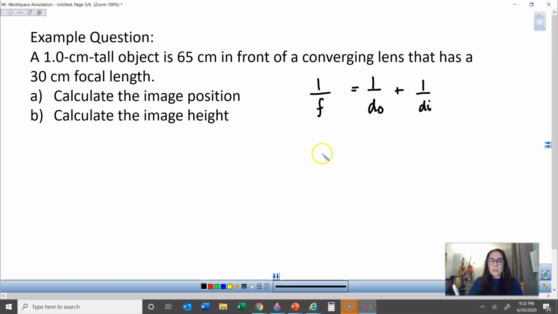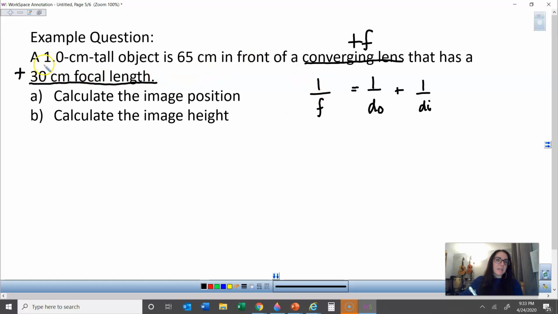As I look at this, one thing I look for is what kind of lens is that? Because that tells me the sign of this. Converging lens means the focal length is going to be a positive number. So I found the focal length, and just for funsies, I'm going to make that positive.